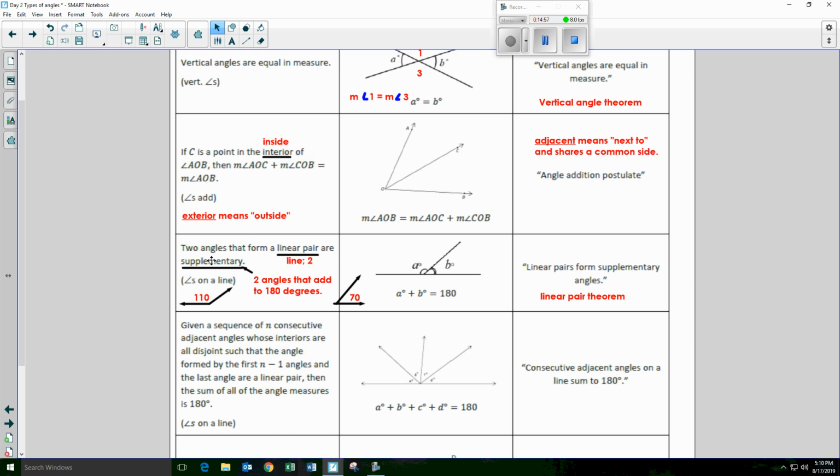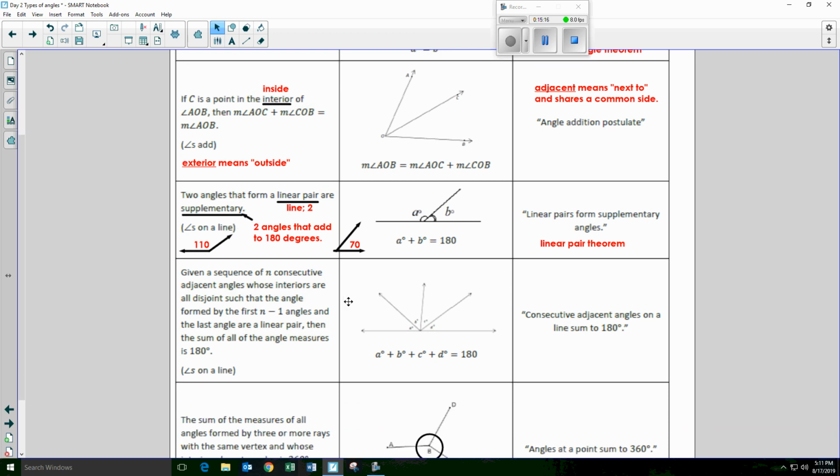That's the definition of supplementary. So these two angles right here are also supplementary. These two are also supplementary. They just also have to be adjacent. And since they're adjacent, they are a linear pair. So that's the difference between linear pair versus just supplementary. They don't have to be adjacent. They can be apart. Again, two angles that add to 180.